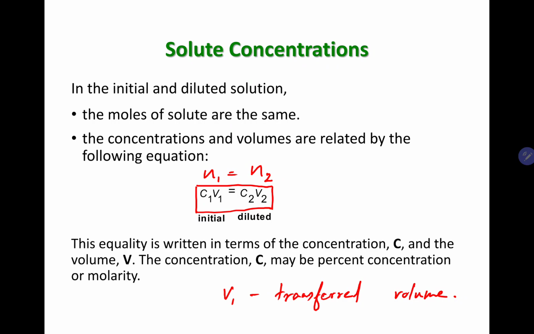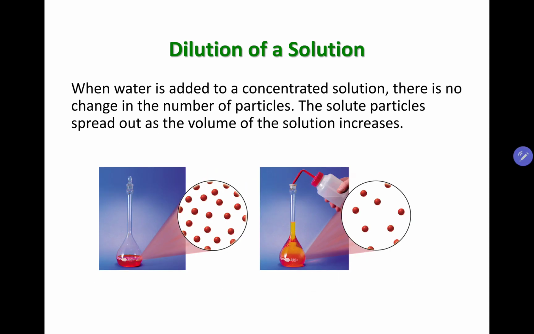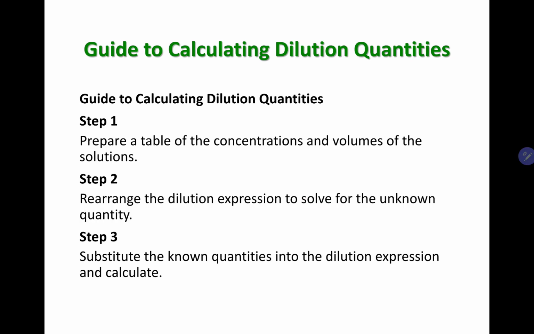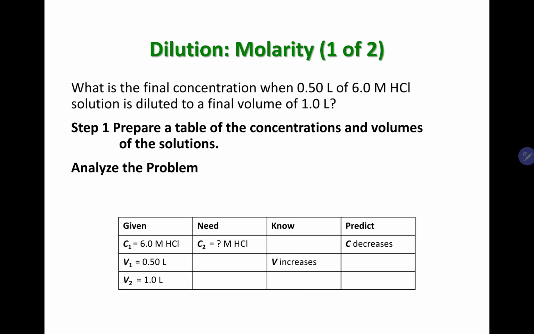So let's do a couple of calculations. These are very easy to handle, especially if you know the equation. Once again, in a dilution, you keep the number of moles the same, but you increase the volume, so therefore the concentration is decreased. There is a stepwise guideline to do these calculations, but most people wouldn't need it if you know the equation, and I never even look at these stepwise things. So let's do this calculation and try to understand it.